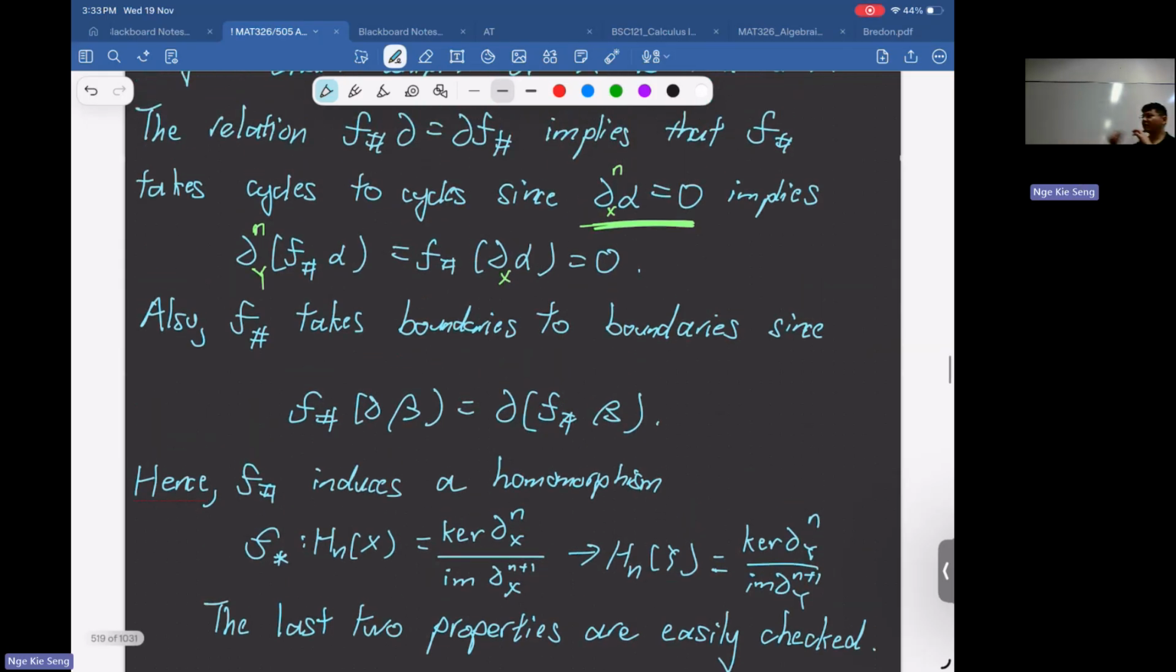Okay, now we send kernel to kernel, and boundary to boundary. So if here you already have the quotient being 0, you send it to a boundary here. Also in this space, you will get the quotient to be 0. So it's right.